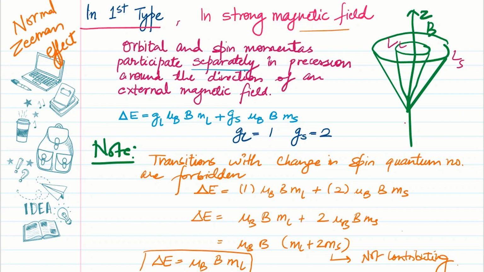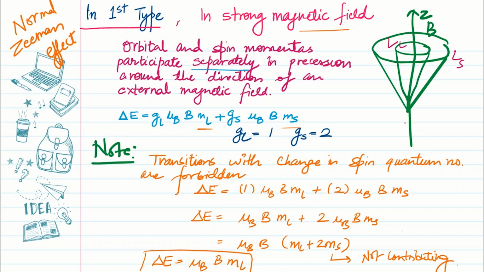Here the orbital and the spin momenta participate separately in the precession around the direction of an external magnetic field. Like in this figure you can see L and S are separately precessing around the z-axis. So we can write the two separate terms which are contributing to the splitting. This one is because of the orbital angular momentum and the other one is for the spin momenta. And we know the g_L is 1 and g_S is 2.